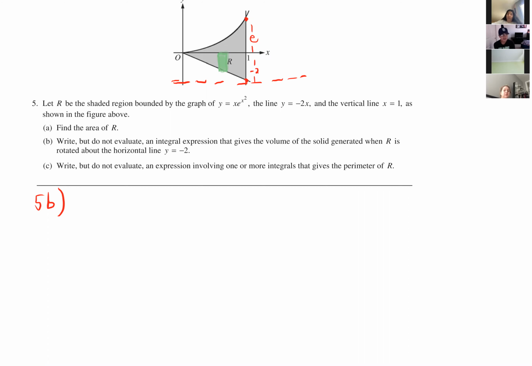Disc, I think. Wait. Yes. Disc is when it's connected to the axis of revolution. Does the rectangle connect to our axis here at y equals 2? No. See, so this one will be washer because there's a little gap right here. See how there's a little hole? When you swing that rectangle around the dotted line, it creates a hole in the middle.